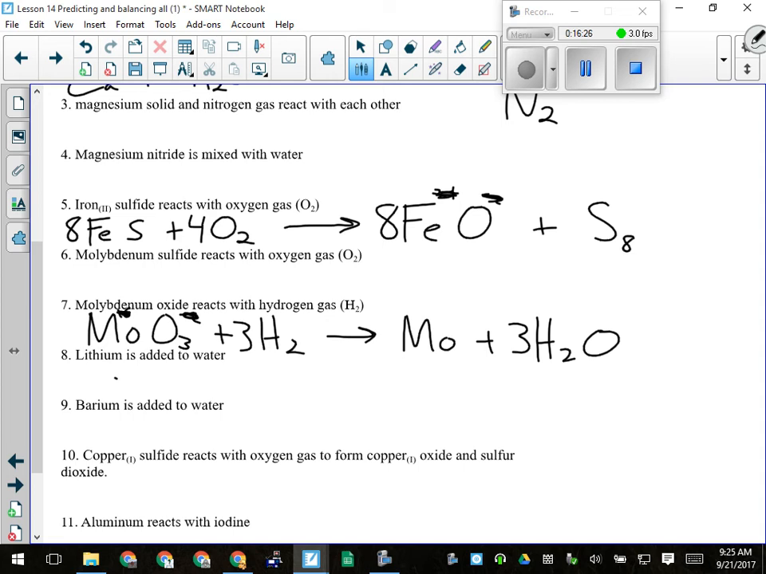How do you know to switch the hydrogen with the metal? Because when hydrogen is by itself, it acts as a metal, which is one of those things we've got to remember.